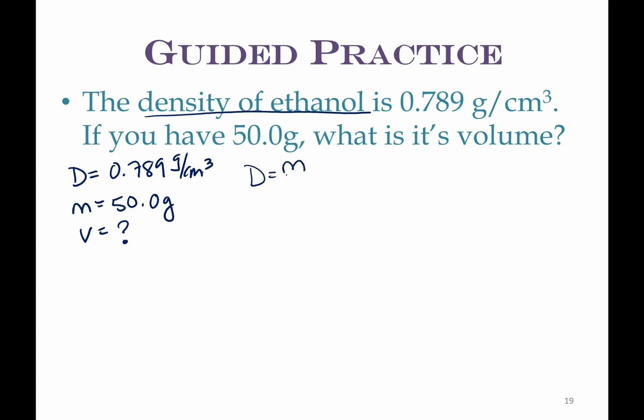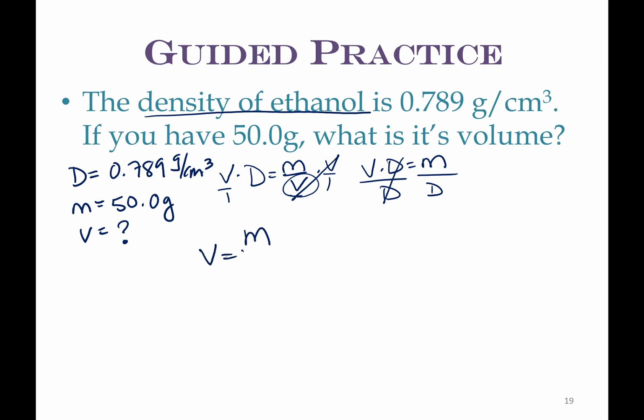Density is equal to mass divided by volume, so I'm going to be looking for volume. I multiply both sides by V over 1. I get volume times density is equal to mass, and then I again divide both sides by D, and I get volume is equal to mass divided by density. And I know I started using a large D here. It doesn't really matter, to be honest. So our equation is going to be 50 grams divided by 0.789 grams per centimeter cubed.